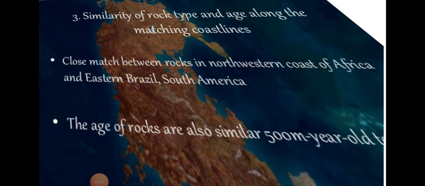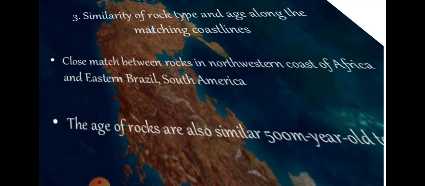Hello girls, today we are going to discuss our next evidences in support of the continental drift theory. On the last day we had discussed the jigsaw fit, or the matching of the continents, as well as the fossils, and today we are going to discuss the similarity of the rock types, or the age of the rocks across the ocean.